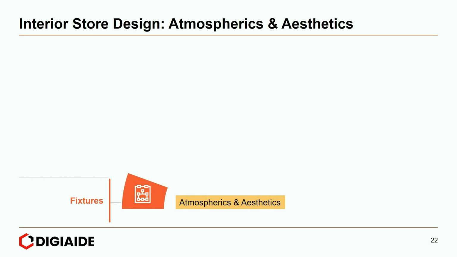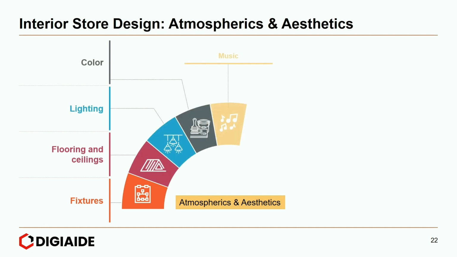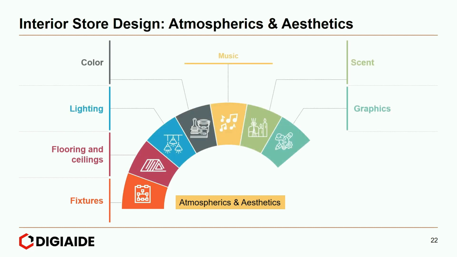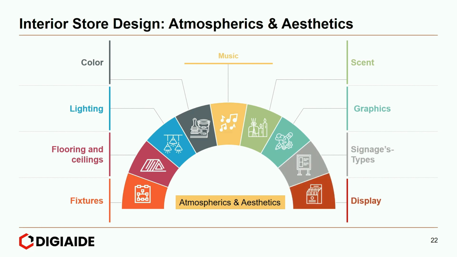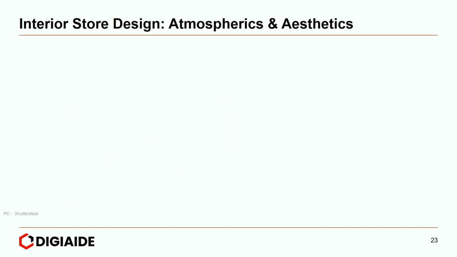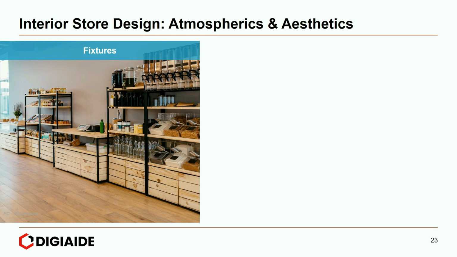Further sub-elements under atmospherics and aesthetics include fixtures, flooring and ceilings, lighting, color, music, scent, graphic, signages, and display. Please note, graphic, signages, and display would be covered in the video along with store layout, which is the next video. Now let's look at these sub-elements briefly.